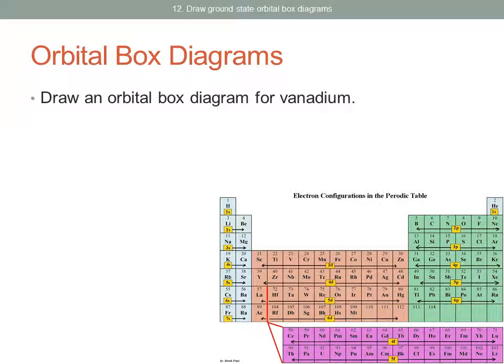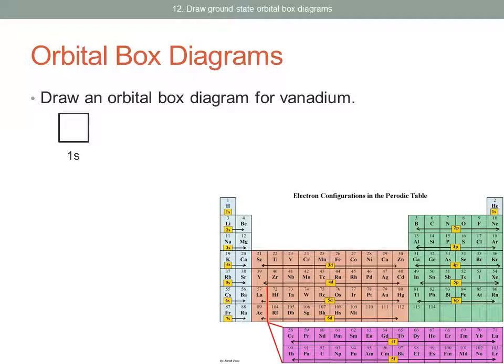Okay, next example. Let's say we're asked to draw an orbital box diagram for vanadium. You can see I have the periodic table here on this slide, and just for reference here, here's vanadium. It's atomic number 23. Notice it's 3 elements over, 1, 2, 3 on the d block, so it's going to end with 3d3 because it's in the 4th period, but as we know the d sublevels overlap by 1, so it'll end with 3d3. Everything before that will be all filled up.